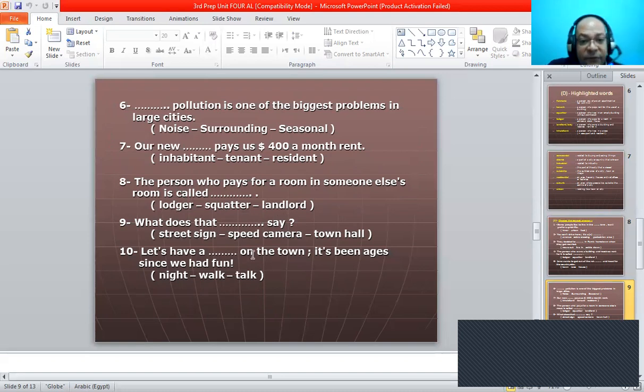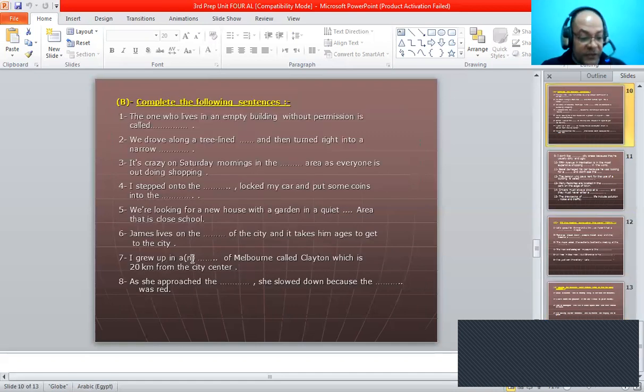Number 10. Let's have a night on the town. It's been ages since we had fun. So let's have a night on the town. Let's see the next slide, and this is a complete one. Whoever can solve it understands everything well.